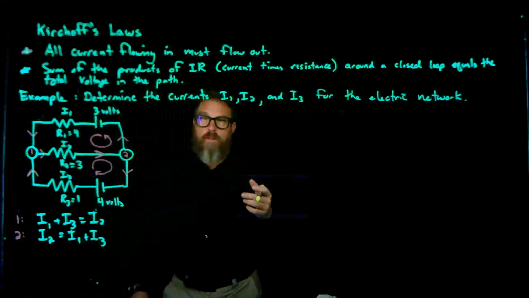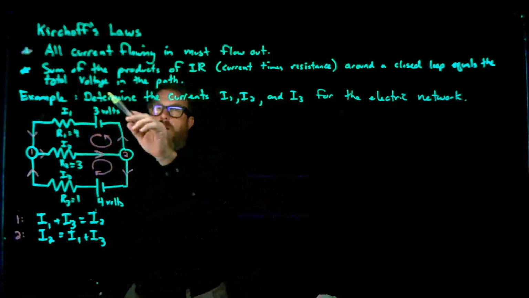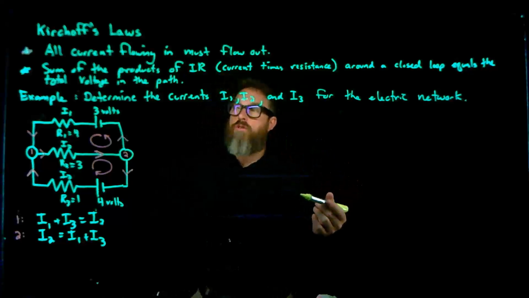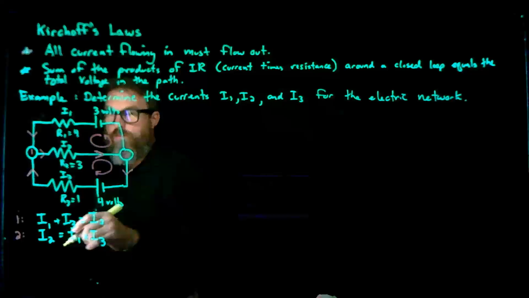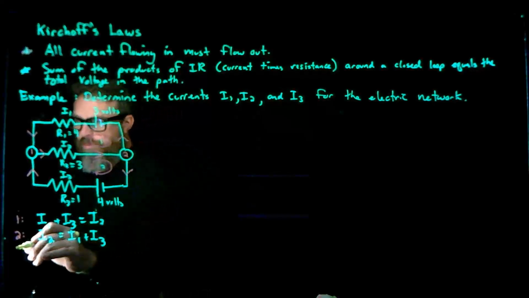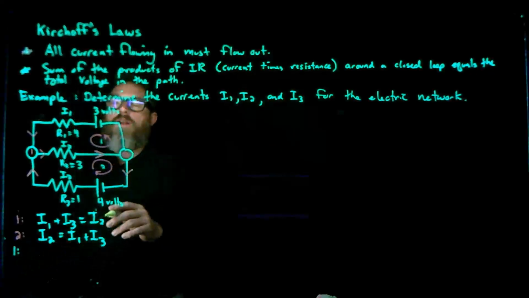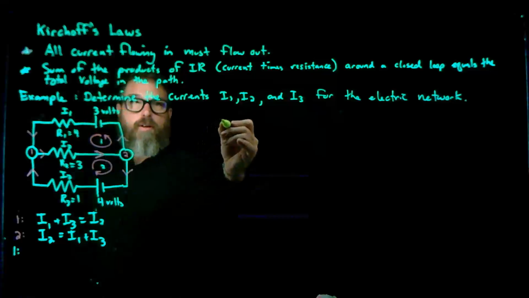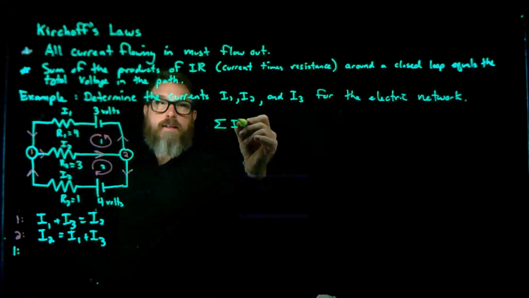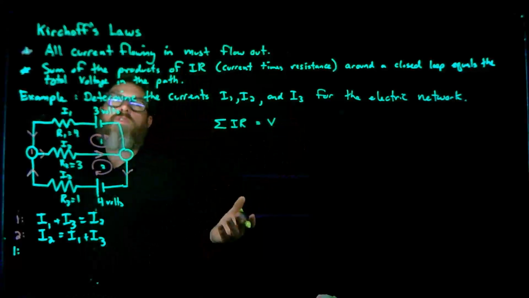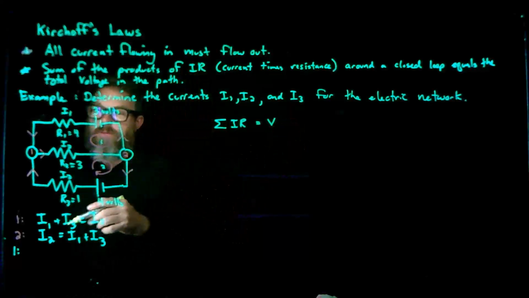Now, the other one says that the sum of the products of current times resistance around a closed loop is equal to the total voltage. So now we have to go after the loops. Let's call this loop 1, and let's call this loop 2. So loop 1. What I know is the sum of I times R, so I'll write it over here. The sum of I times R has to equal that voltage, or really the total voltage, but we can see there's only going to be one voltage on the loop.